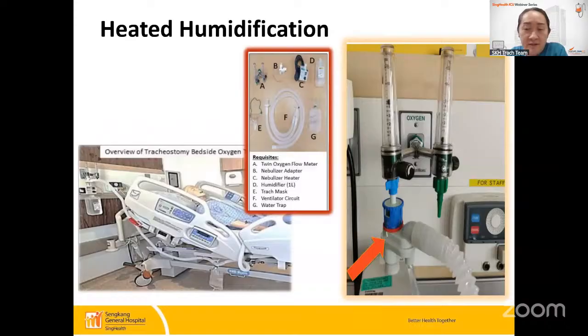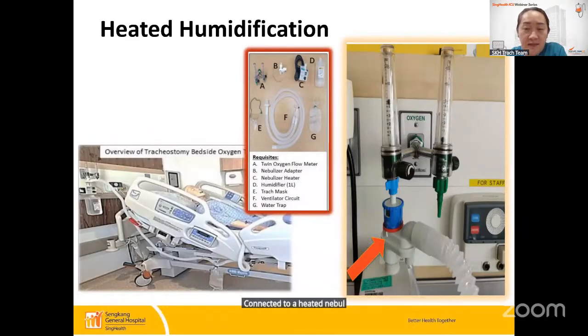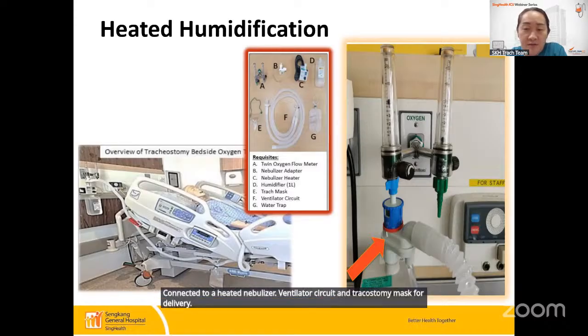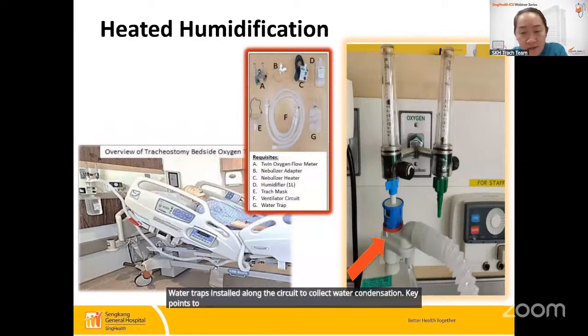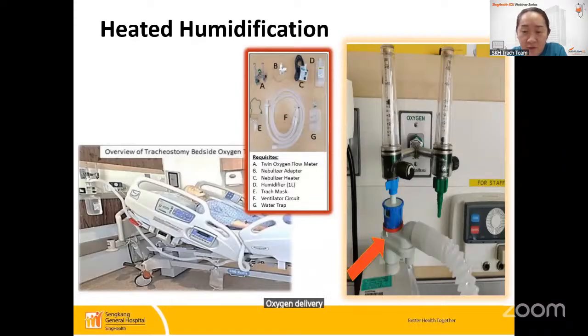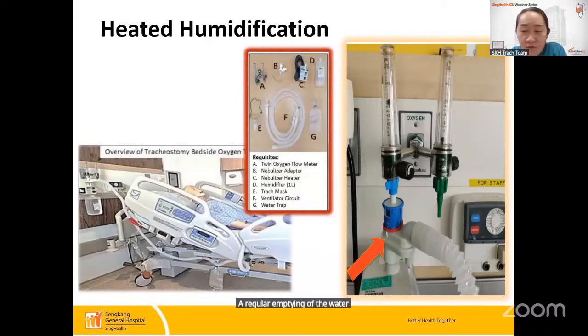Active humidification system in hospital settings consists of an oxygen source connected to a heated nebulizer, ventilator circuit, and tracheostomy mask for delivery, with water traps installed along the circuit to collect water condensation. Key points to take note here. Oxygen delivery is prescribed and monitored as a percentage rather than flow rate. So the correct oxygen percentage should be verified via the nebulizer adapter indicator. A regular emptying of the water trap is essential to prevent condensation accumulation in the circuit.